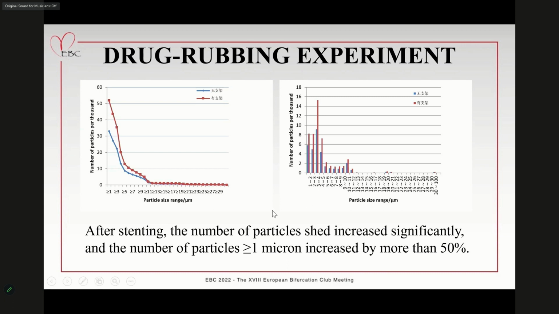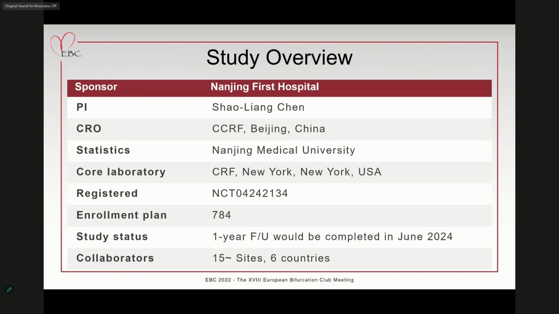struts. Finally, you can see the number of particles greater than 1 micron increased by more than 50% if there is a stent in the main vessel. So finally, I decided we have to follow this provisional stenting technique. After stenting the main vessel, we can use the DCB for the side branch.